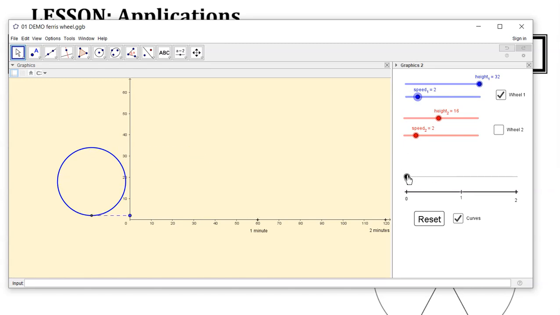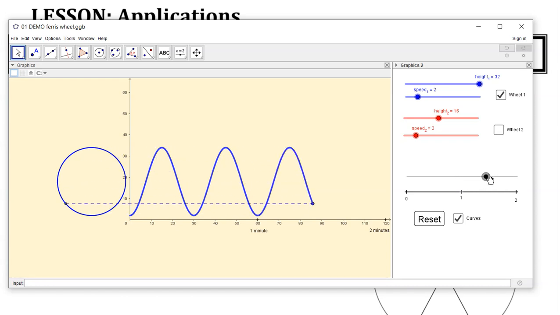What if I set it to 2? So then in 1 minute, the rider will go around twice. And so that has changed the period of the graph. By speeding up the rider, right, speeding up the Ferris wheel, we've changed the period of the graph. And so that's one of the important details of periodic functions, of sine and cosine, is its period.